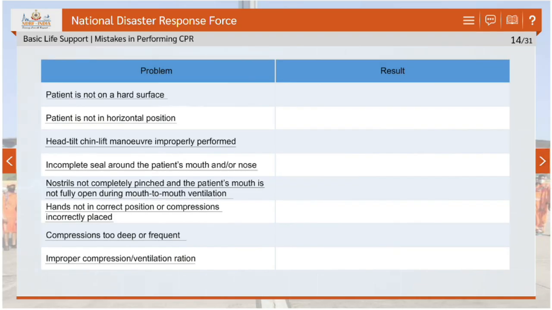Let us see a few mistakes in performing CPR. Click each problem given to view the result caused by.